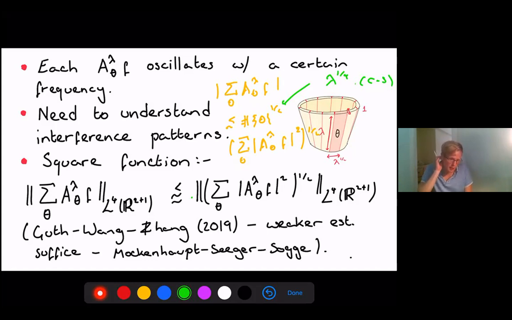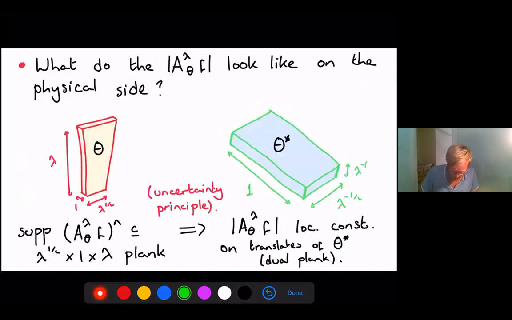Okay, so this square function inequality takes into account the interference patterns between the different terms of this sum, and then we're left with what are essentially kind of positive operators to analyze. So let's look at these individual terms of the sum, now in absolute value. To understand these individual pieces, we can just apply the uncertainty principle. You'll remember each of these individual pieces on the Fourier side is localized to one of these planks, which have these particular dimensions. So it's a lambda to 1/2 times 1 times lambda plank.